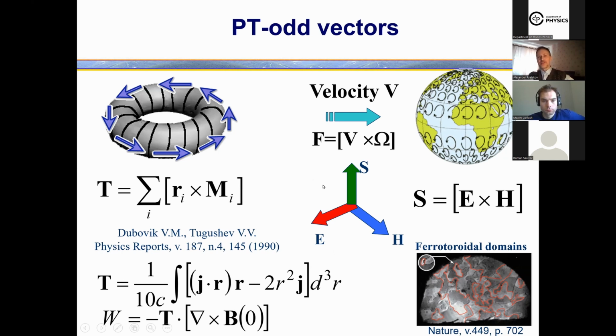domains, the special region area in media that have the same toroidal ordering, these domains can be visualized by optical means. But in this case, it's second harmonic generation, but the principle is the same. Toroidal moment couples to the Poynting vector.